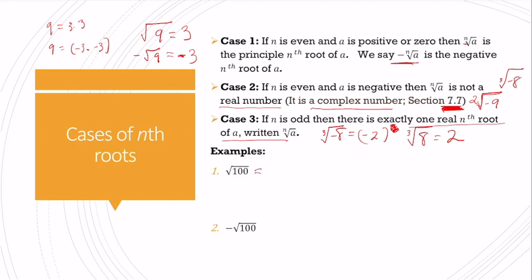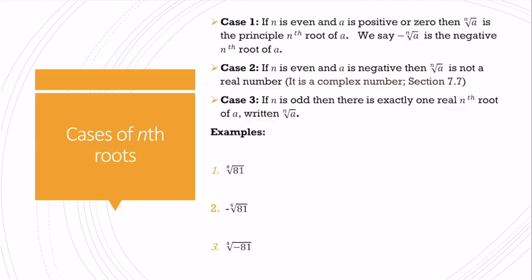So if I take the square root of 100, that's going to be 10, because 10 squared is 100. If I have a negative out front, the negative square root of 100 gives me negative 10. Let's do a couple more examples. Let's say I want to find the fourth root of 81. Okay, this means I'm looking for the principal root of a. The fourth root of 81 is going to be 3.